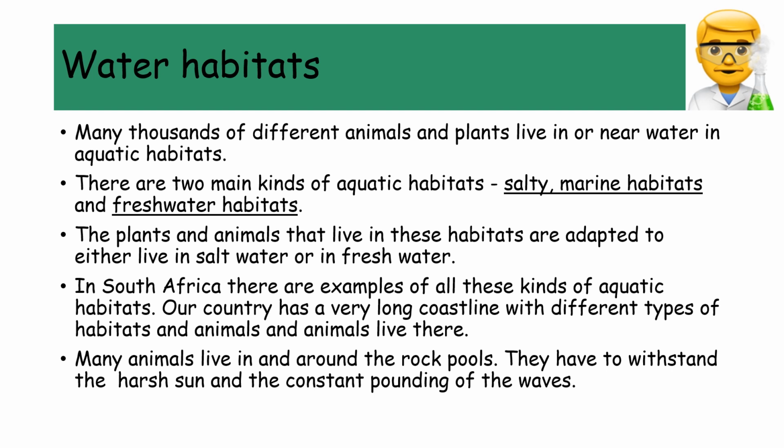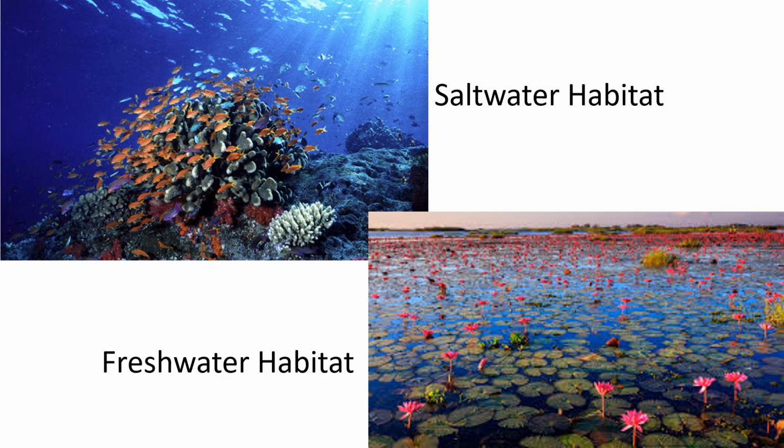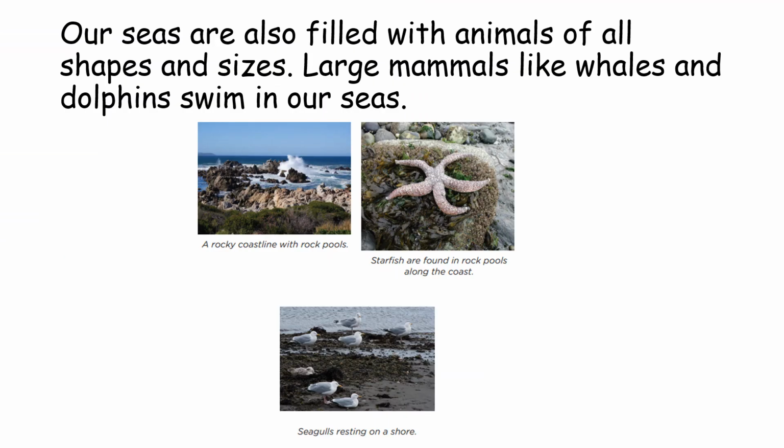Many animals live in and around the rock pools. They have to withstand the harsh sun and the constant pounding of the waves. Our seas are also filled with animals of all shapes and sizes. Large mammals like whales and dolphins swim in our seas. There you can see there's a few pictures there of animals that are living in our seas.